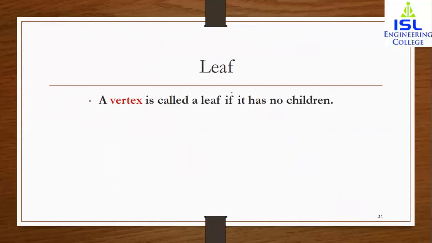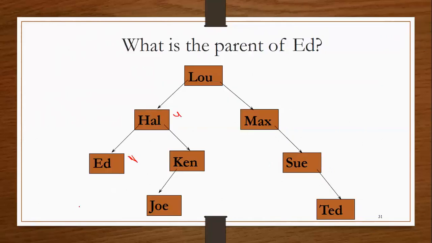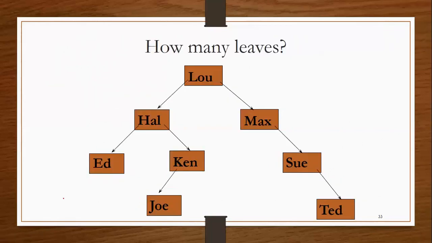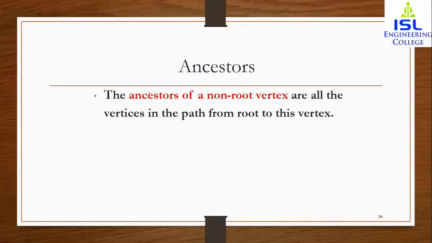After that, a vertex is called a leaf if it has no children. So here let's see who does not have children. Ed does not have children, Joe does not have children, and Ted does not have children. So all these vertices are called the leaves. How many leaves have we seen already? We have 3 leaves.